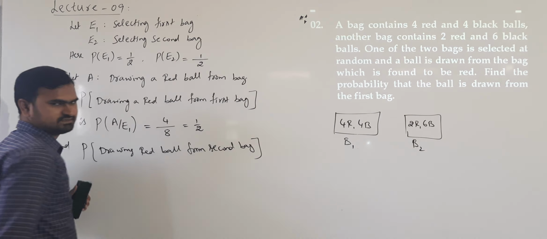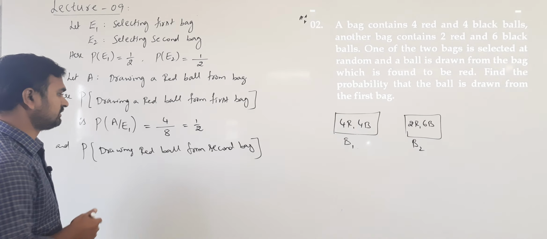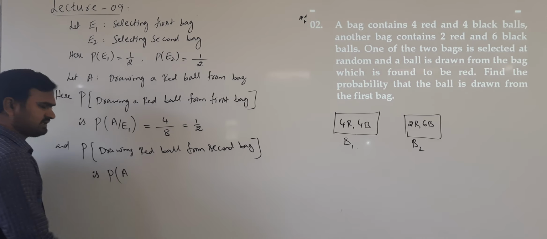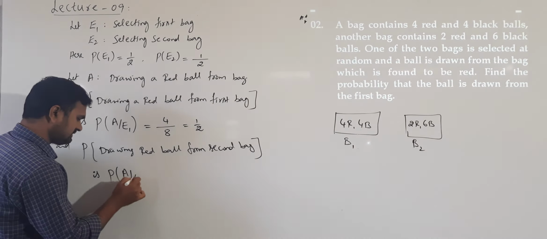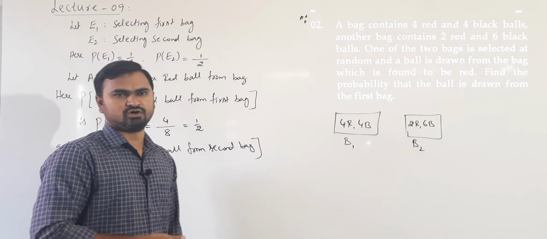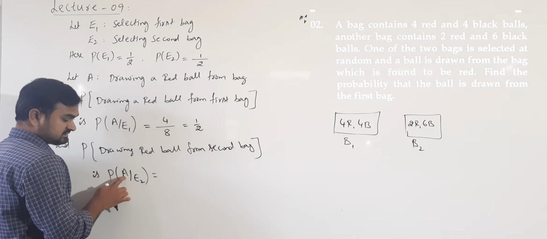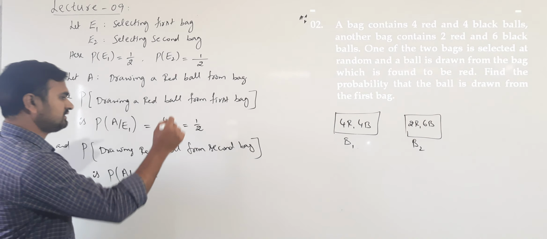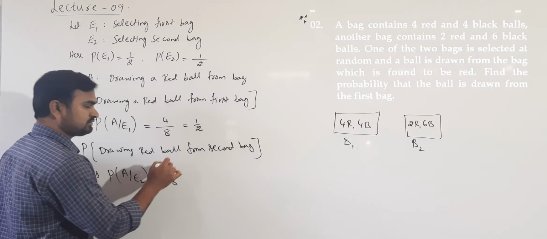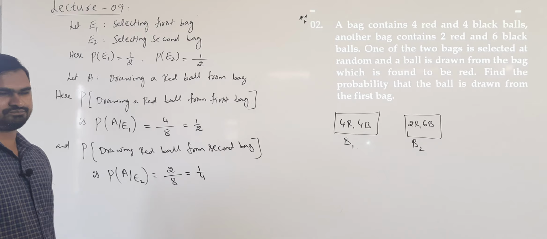This is also one case. If I selected the second bag, in that we are interested in getting the red ball. So how can I write the notation? It is the probability of getting a red ball, given that we have selected the second bag. So first we are selecting a bag, in that we are taking a ball. If I have selected the second bag, this has already occurred, in that what is the chance of getting a red ball now? If I select the second bag, in that also there are a total of 8 balls, in that how many are in favor of red? 2 are in favor. So it is 1 by 4.